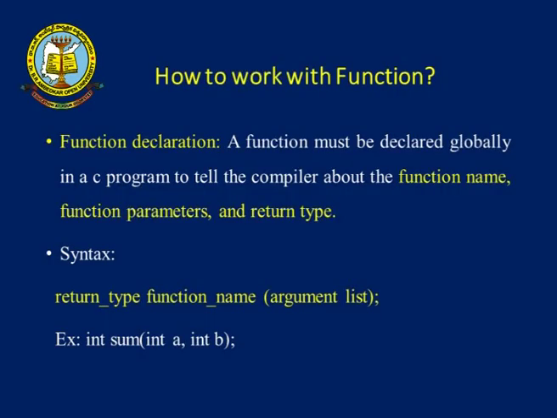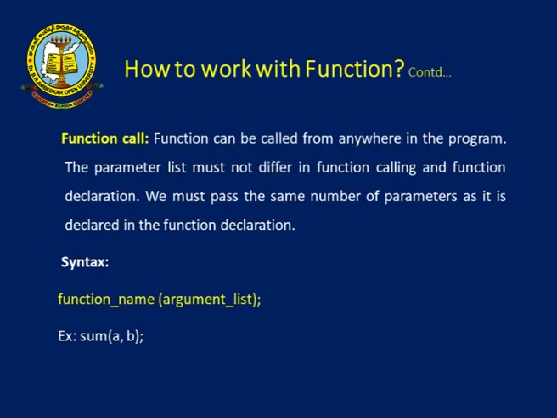Next, function call. As I said already, after developing the function, you need to write the function calling statement. Then only that particular function will be executed. Even though you develop the code for the function, it won't be executed. You must write the function calling statement. Then how to write that function calling statement? The syntax we need to follow is function name and argument list within the parentheses, and a semicolon. If you take the same example sum, the function call statement is like sum(a, b). This is called the function calling statement.